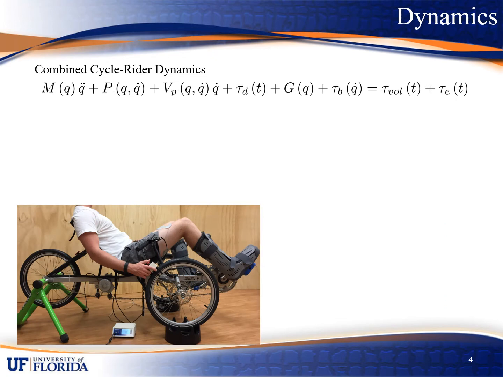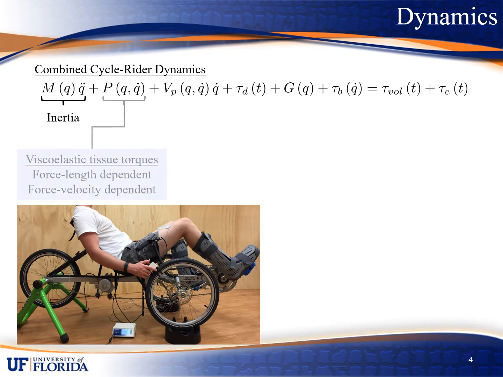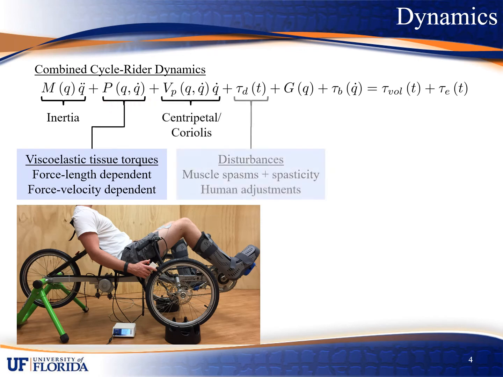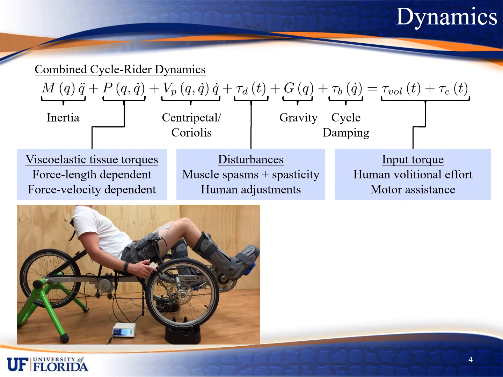Here we see a dynamic model of the cycle rider system. The dynamic model is an Euler-Lagrange system relating the angular acceleration q double dot to the angular position q and the angular velocity q dot. Some key terms are the viscoelastic tissue torques, disturbances from the cycle and rider, and the input torque, which consists of both volitional effort from the rider and the torque from the electric motor.